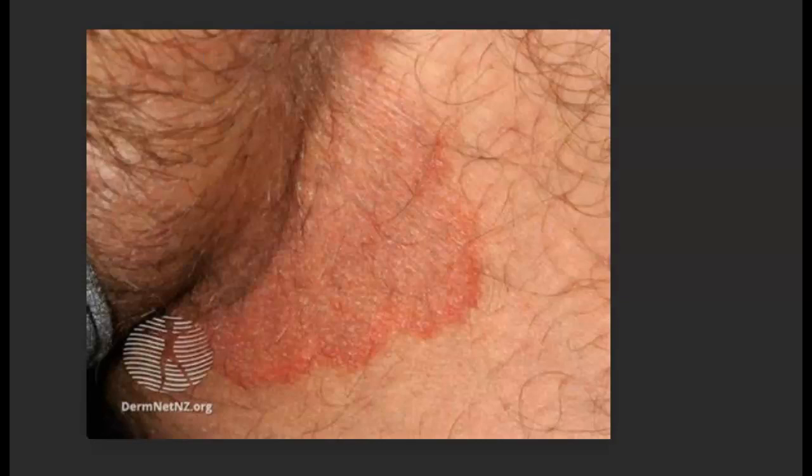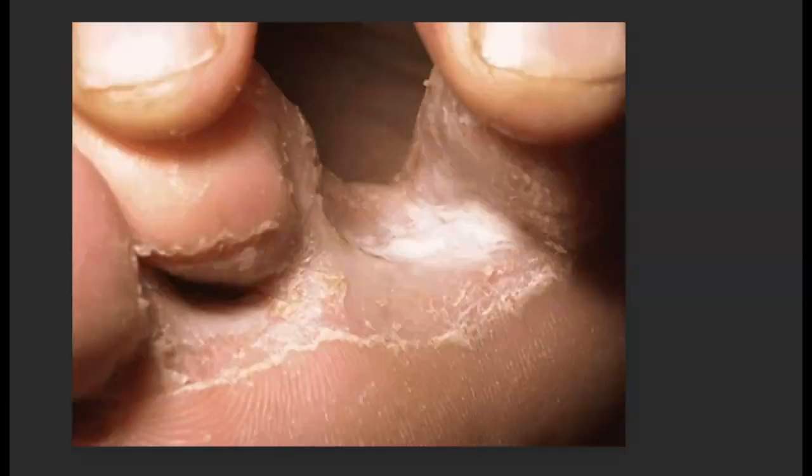Tinea cruris is also known as jock itch. It's characterized by an intense inflammatory reaction with severe pruritus. And finally, tinea pedis is also known as athlete's foot. It can become chronic, particularly in adolescents who wear unventilated athletic shoes. It can have secondary infections with bacteria or candida.